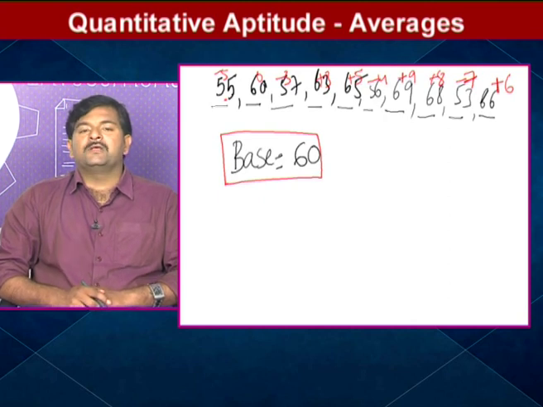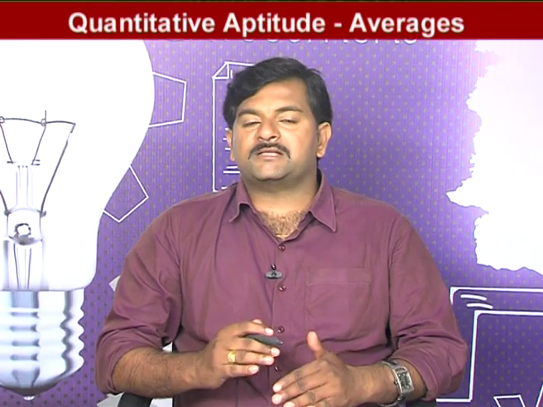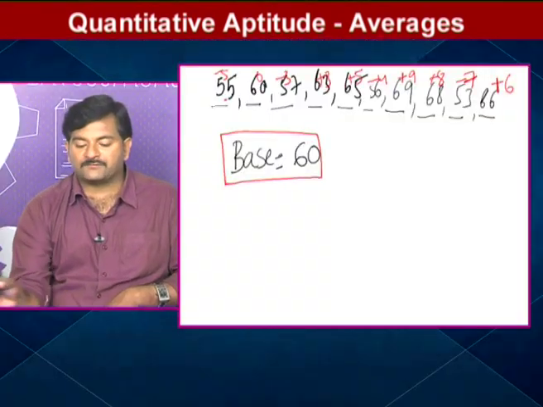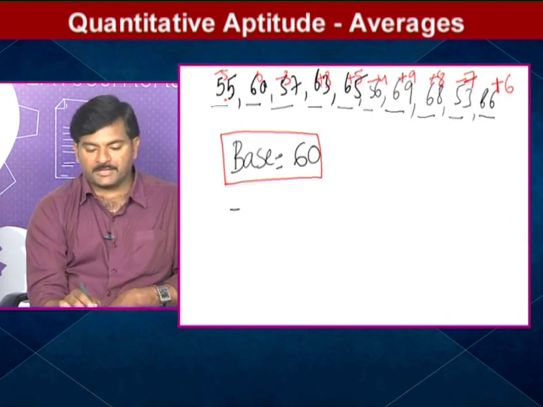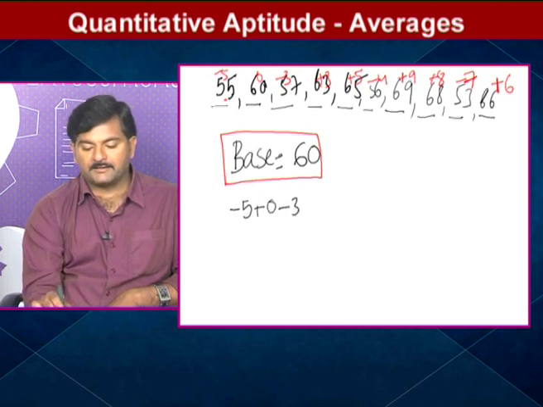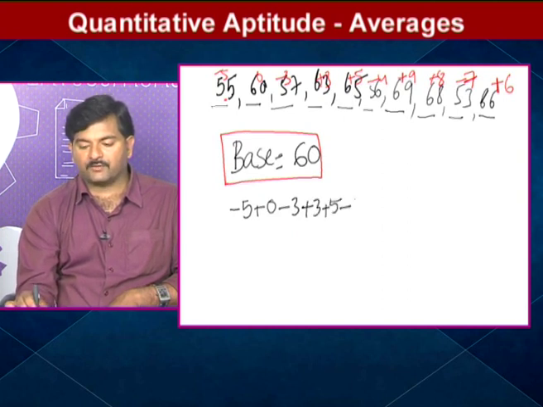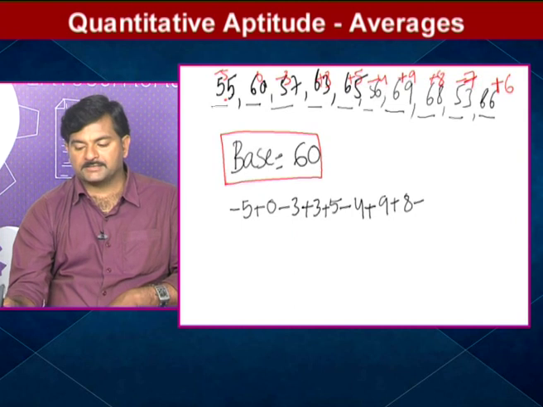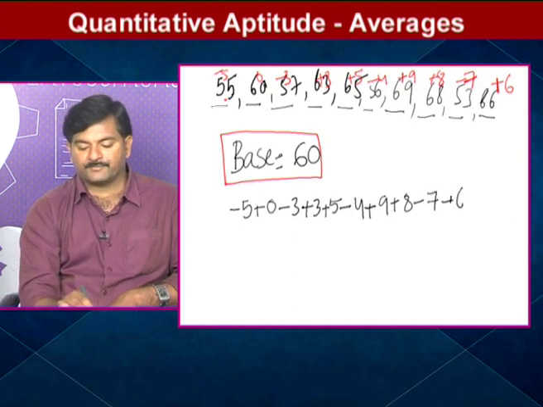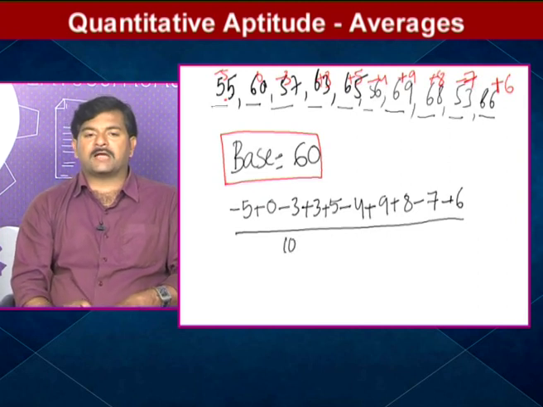What does it mean? Simply you have to observe whether the given observations are less or more than the base. If less, how much less; if more, how much more than the given base. Then we have to find the average of those numbers. Average of numbers means minus 5 plus 0 minus 3 plus 3 plus 5 minus 4 plus 9 plus 8 minus 7 plus 6, whole by 10.